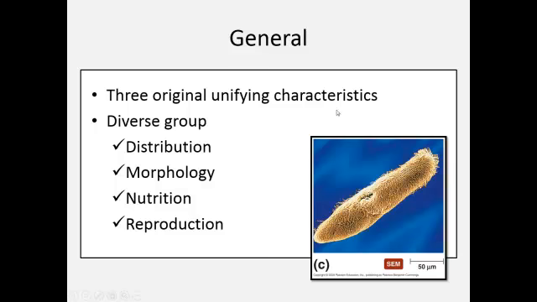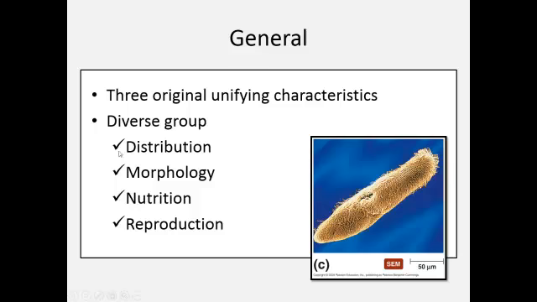Originally, they had 3 unifying characteristics. They had to be eukaryotic, they had to be unicellular, and they couldn't have a true cell wall. If you had any of those characteristics, they tossed you into protozoa. Pretty much it was, if we couldn't fit you into fungi, plants, animals, then that's where you got tossed if you were a eukaryote. Because of that, we have a very diverse group.